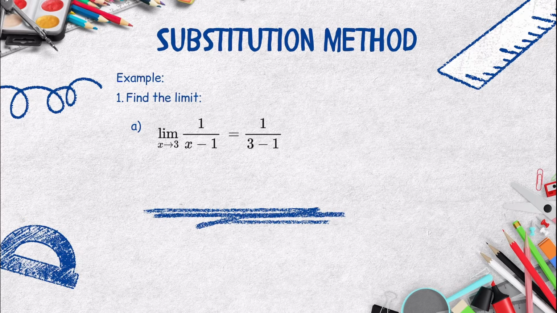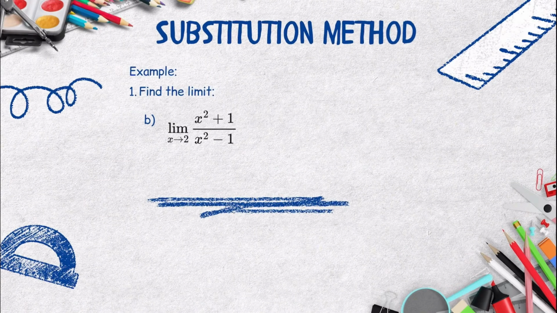For this example, you directly replace x with 3, and you will get the answer 1/2. Same goes for this second example. Just replace x with 2 to get the answer 5/3.